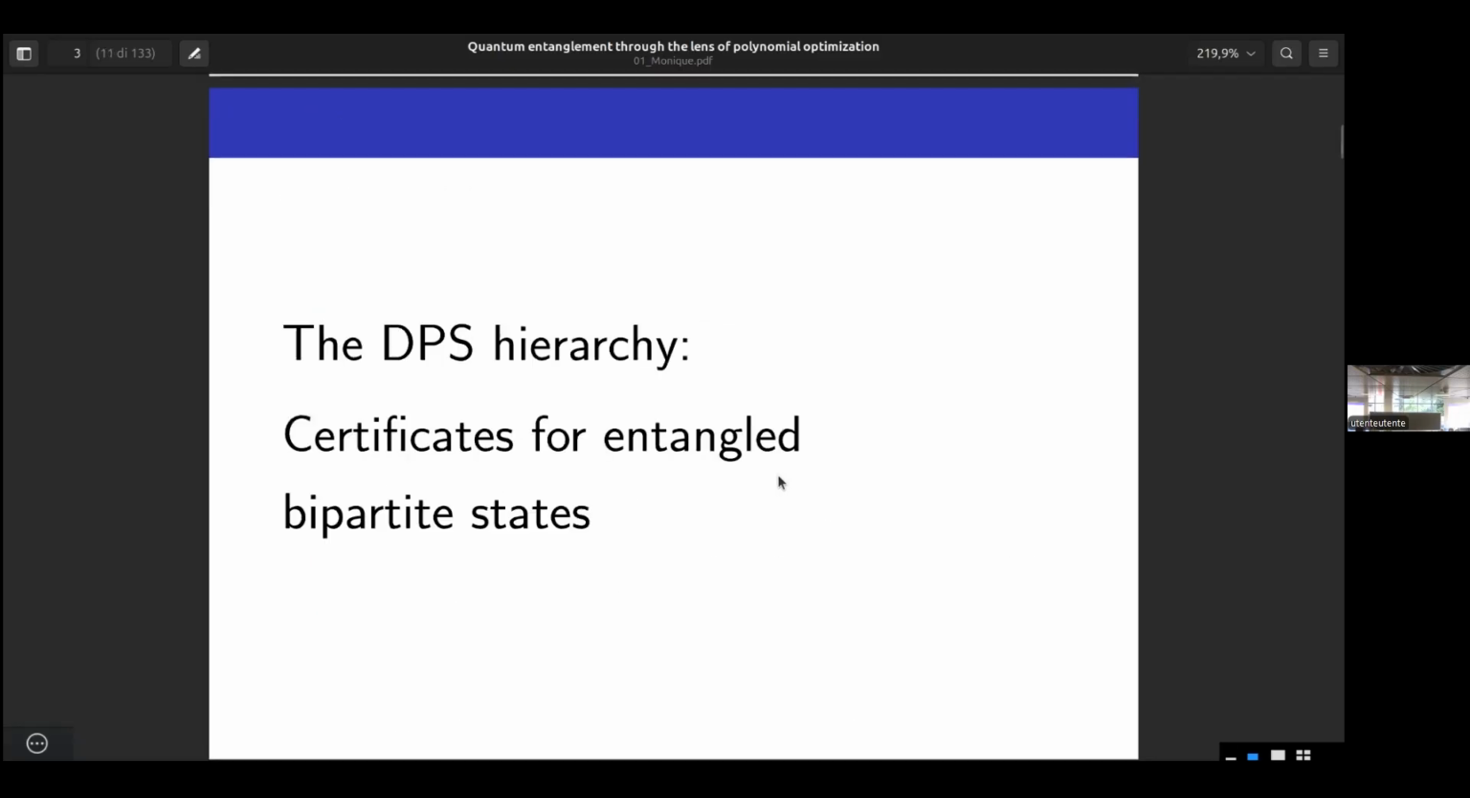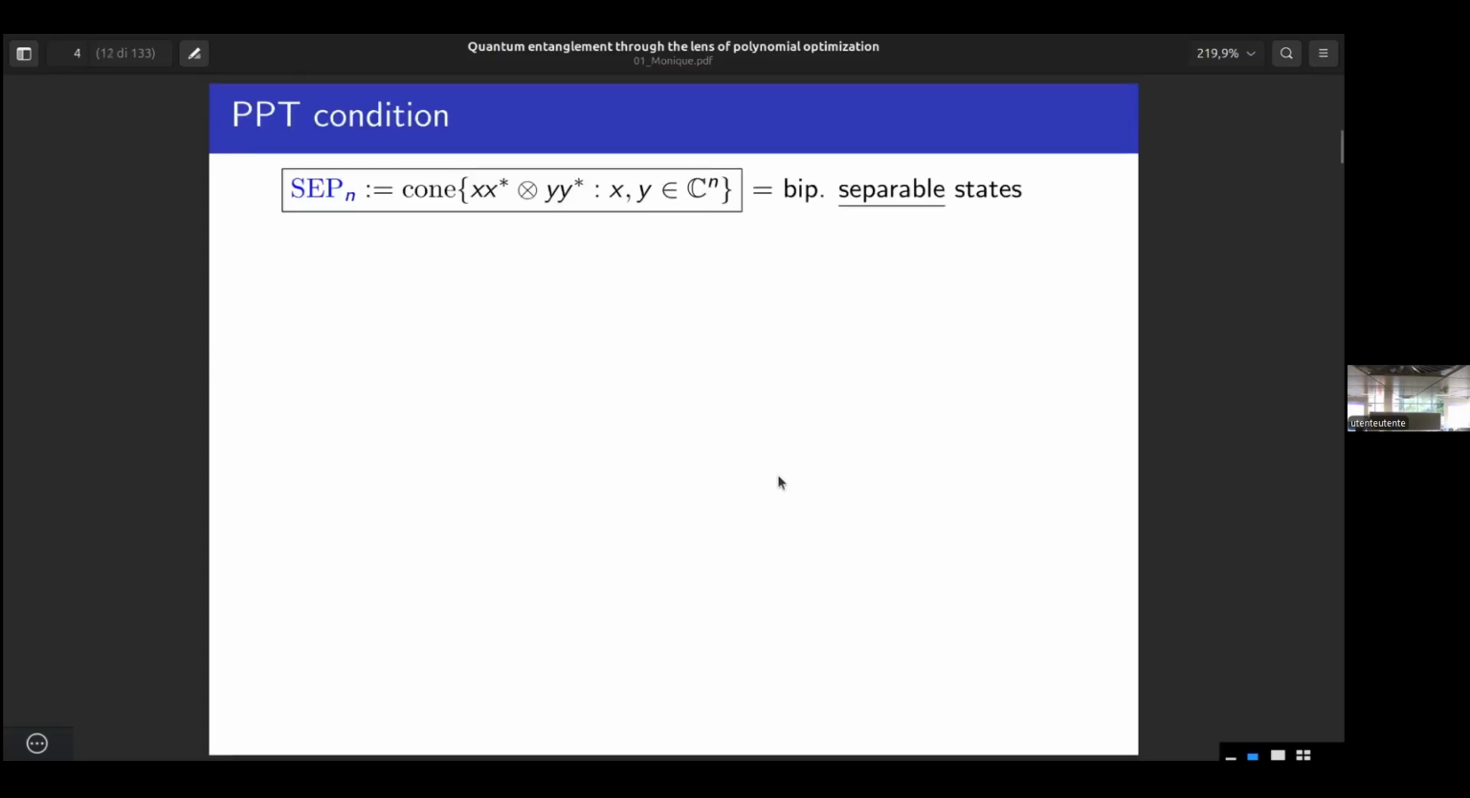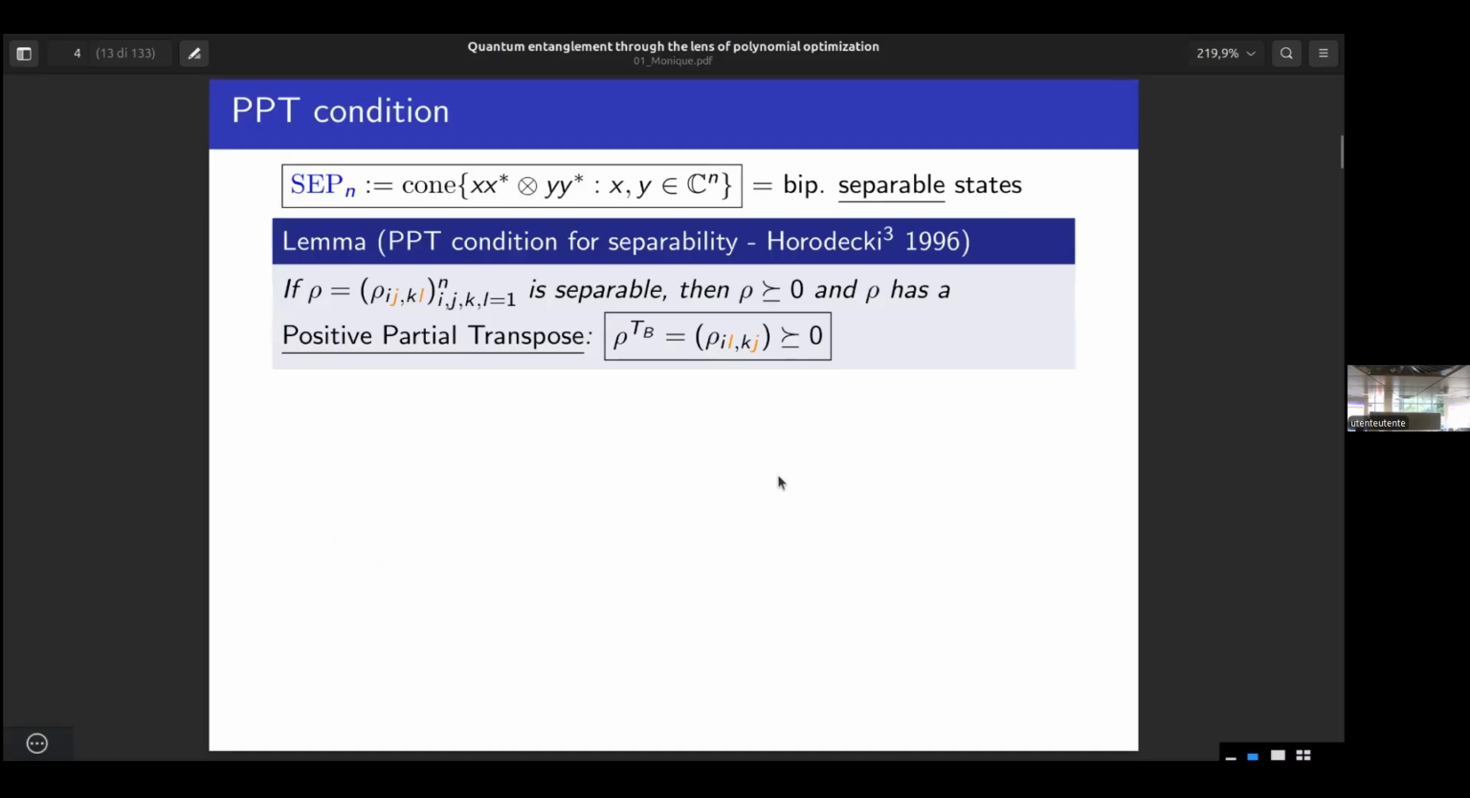Okay, let's get started. So first I want to introduce a DPS here. So this is just recalling what is a separable state. There is, of course, a very well-known condition, which is a PPT condition. So what does it say? If we take a bipartite state, rho, so it's indexed by pairs, because there are two systems, so it's indexed by pairs ij, kl.